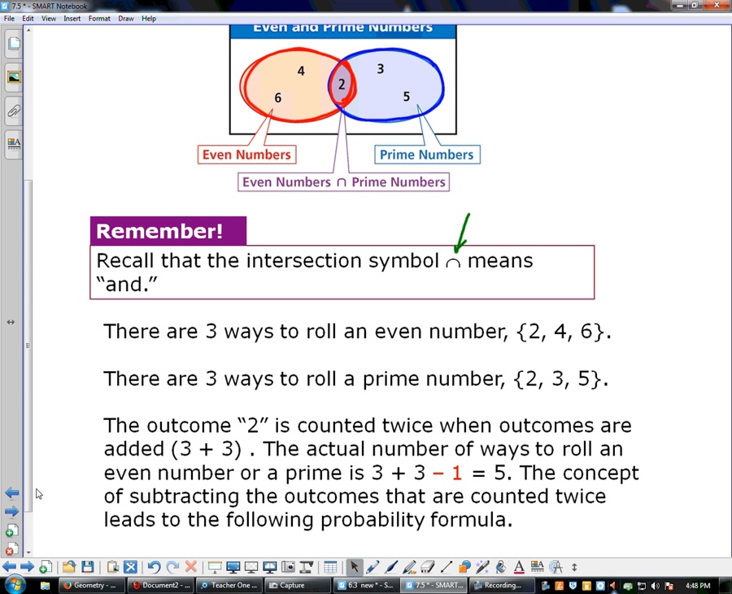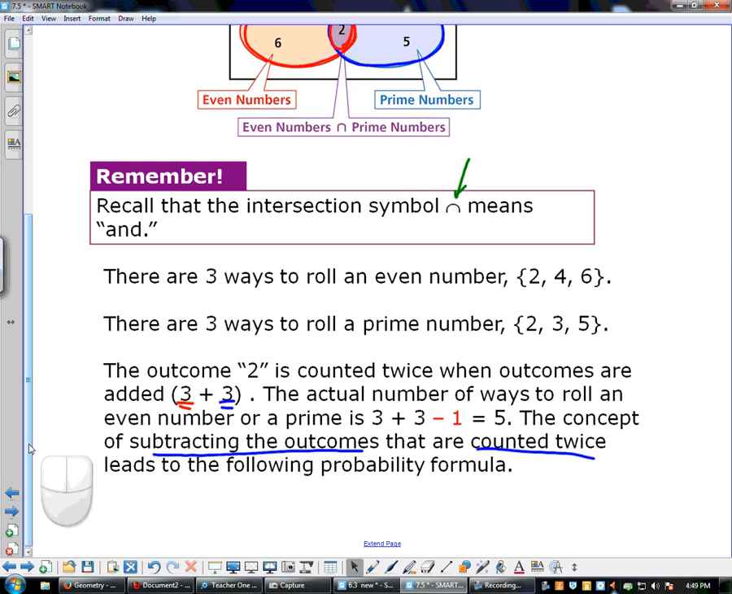So I had 3 outcomes in the red circle or oval, 3 in the blue. So I would think that there are 6 possible outcomes. Again, I would take how many in the blue and how many in the red and add those together. However, the actual number of ways to roll an even number or a prime number is 3 plus 3 minus 1, or 5 ways. So the concept is subtracting the outcomes that are counted twice, anything that falls in that middle part, that intersection, from my total outcomes.